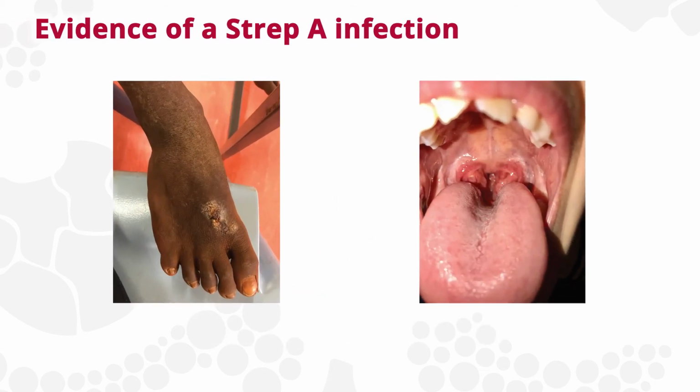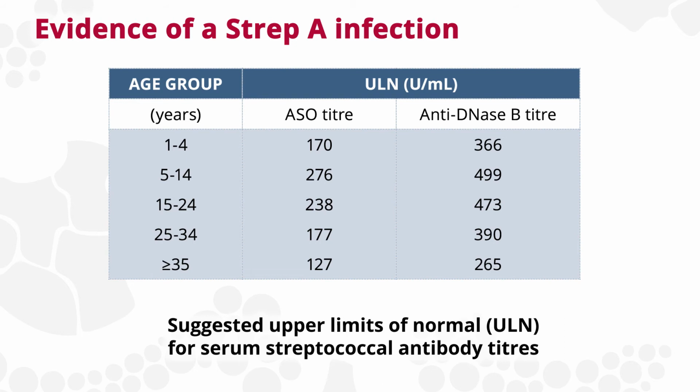Evidence of a recent strep A infection is required to confirm a diagnosis of ARF. Blood serum can show 2 different antibodies, ASO, anti-streptolysin O, and anti-DNase B. These serum levels rise and fall at different rates, so more than one test may be required.